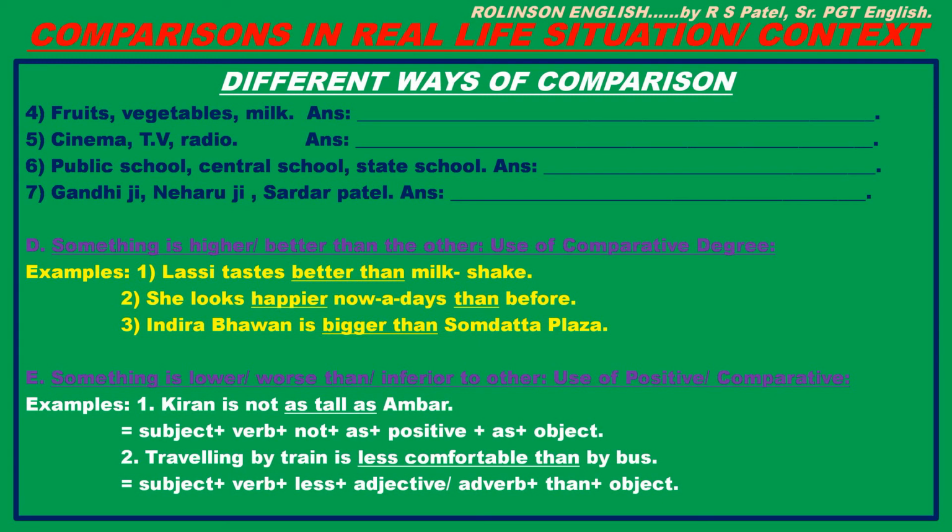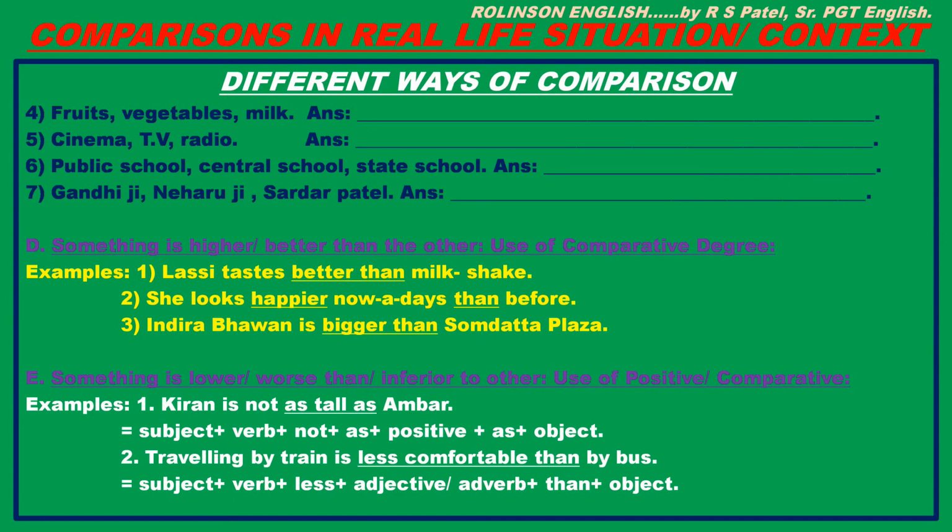She looks happier nowadays than before. Number 3. Indira Bhavan is bigger than Somdat Plaza. Fifth situation. Something is lower or worse than or inferior to the other. Use of positive or comparative.